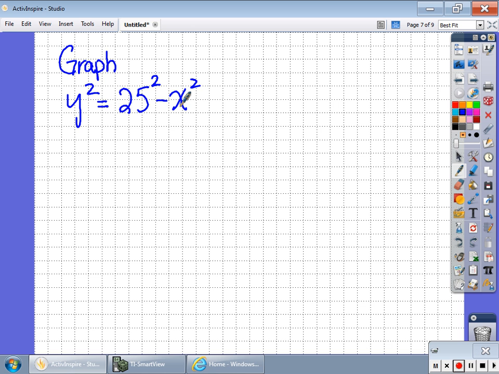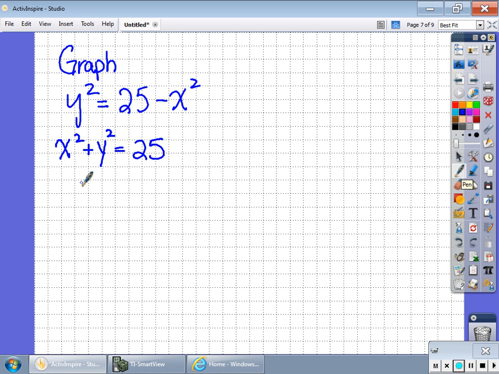I need this x squared over here. So I'm going to add x squared to each side. And you'll have then x squared plus y squared is equal to 25. That 25 should not be squared. That was a mistake on my part. Let me erase that right now. This is good for us.